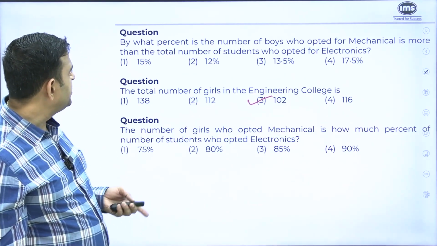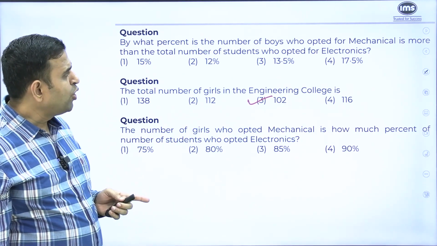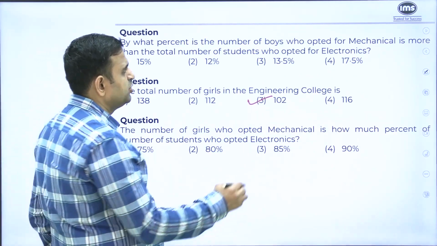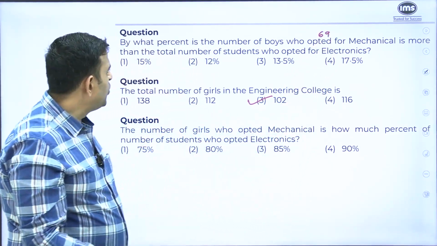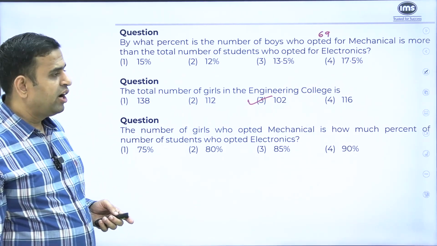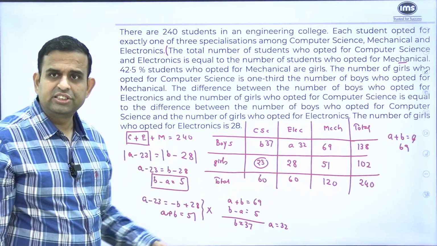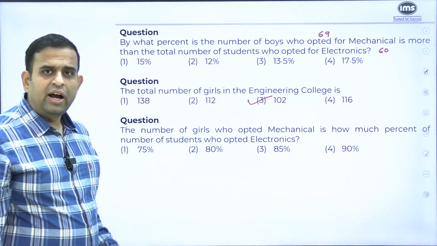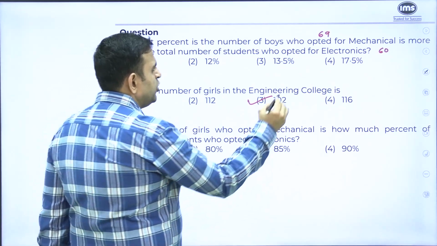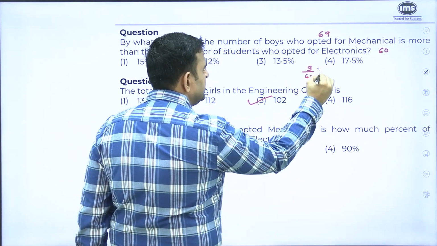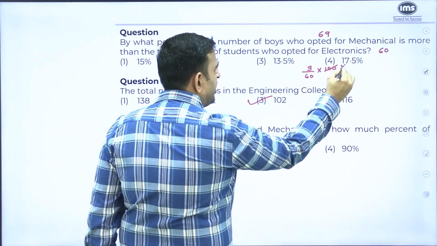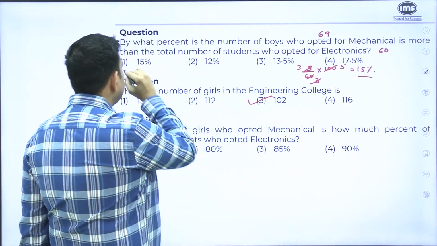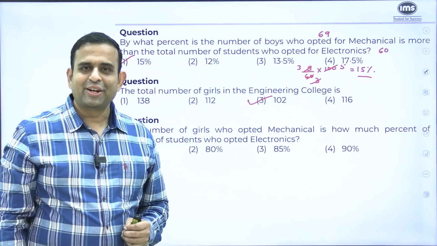So let's look at the first question here. By what percent is the number of boys who opted for mechanical more than the total number of students who opted for electronics? The number of boys opting for mechanical is 69. Total of electronics happens to be equal to 60. So I want to know 69 is what percentage more than the number 60. The simple answer is 9 more compared to 60, into 100, and this simply becomes equal to 15%. So option number 1 is the required answer for this particular question.